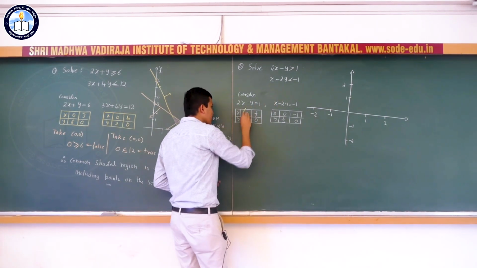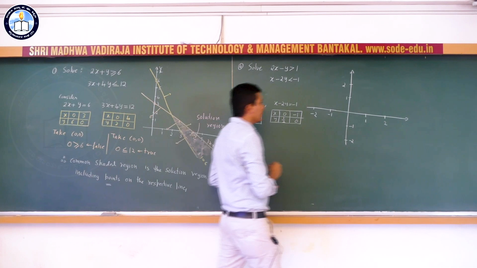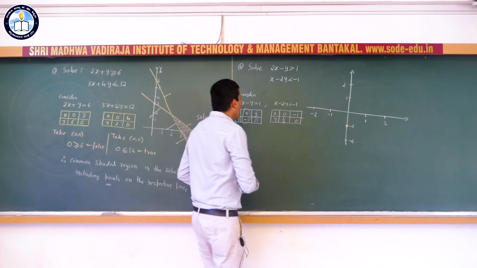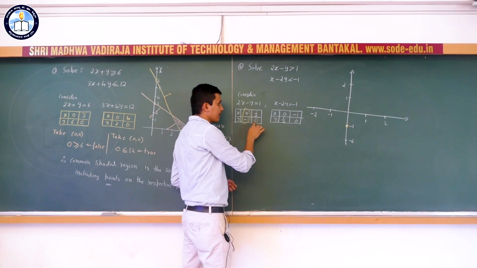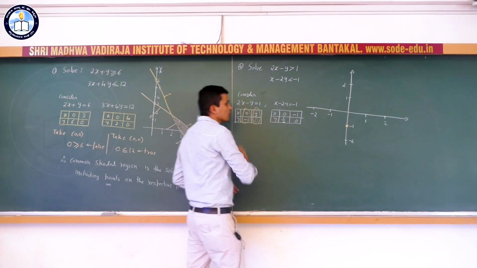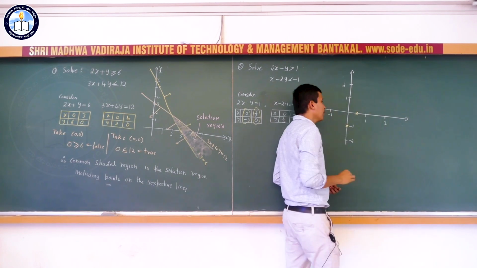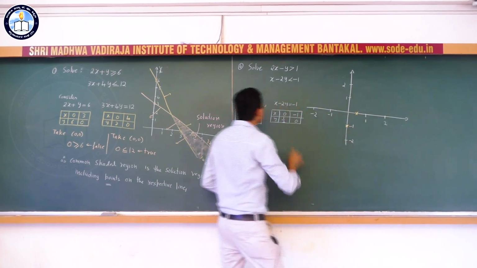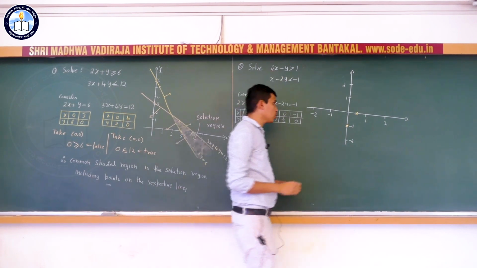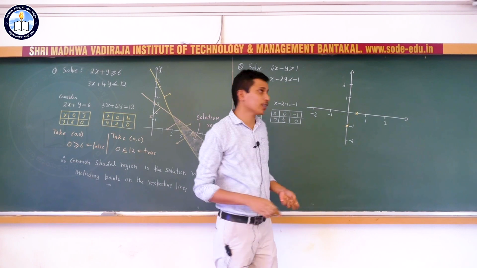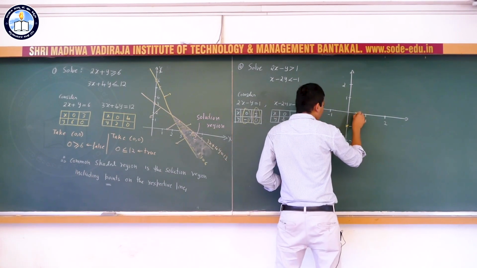So here it is 0, -1 on the y axis, and half, 0 on the x axis, right? So on the x axis it comes here, it's half, 0. And it will join these two points, but once again, you should be careful, it is a dotted line. That means points on the line don't come under the solution region at the end, right?